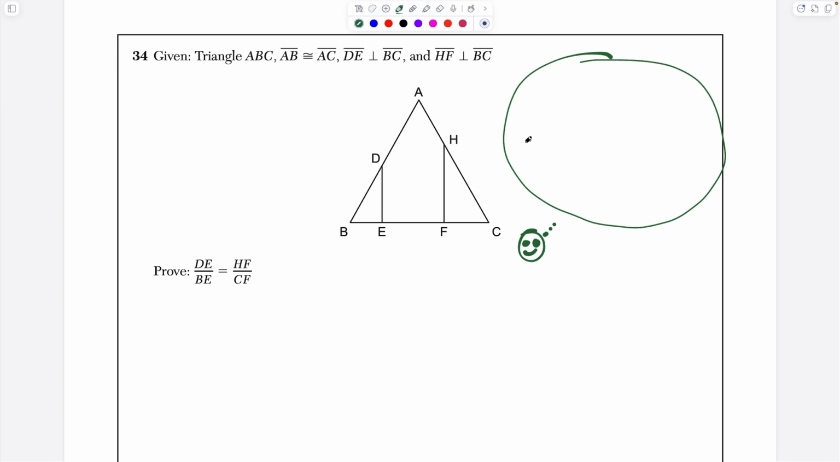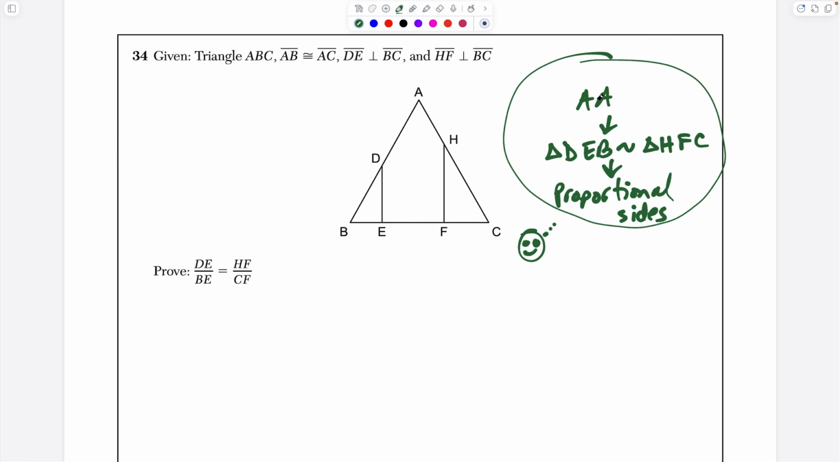Okay, so if we need to prove that we have proportional sides, we have to think about where that's going to come from. Proportional sides would only exist if we have similar triangles. Okay, so what we want to prove here, we want to prove that triangle DEB is similar to triangle HFC. Okay, we need to prove these two triangles are similar. And how do we prove two triangles are similar? We have to show that we have a pair of congruent angles.